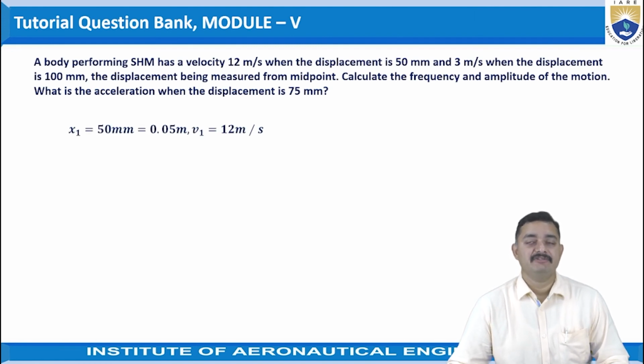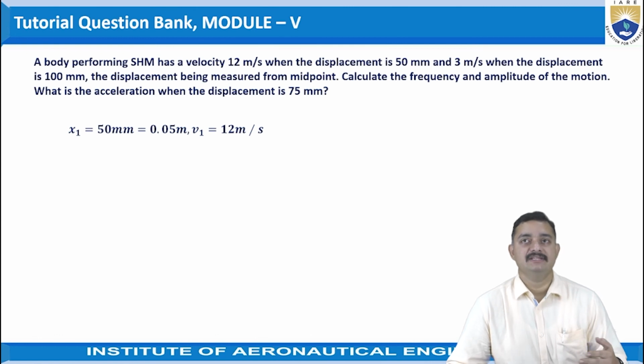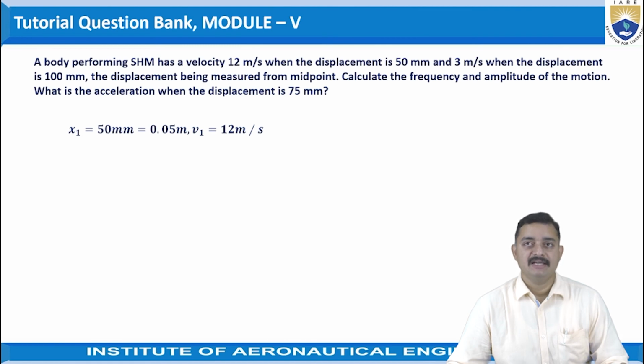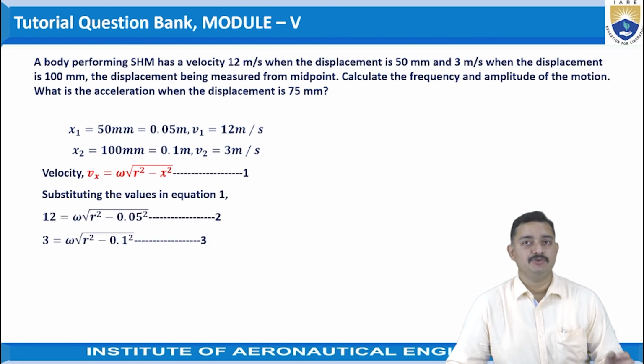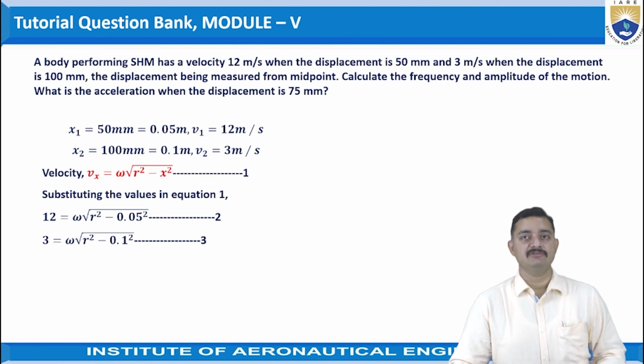From the given data, we can consider two cases. Case 1: x1 is 50 mm, that is 0.05 meters, and v1 is 12 meters per second. Case 2: x2 is 100 mm, that is 0.1 meters, and v2 is 3 meters per second. The velocity v = omega under root r square minus x square, equation 1. Substituting the values for the two cases, 12 = omega under root r square minus 0.05 square, and 3 = omega under root r square minus 0.1 square.